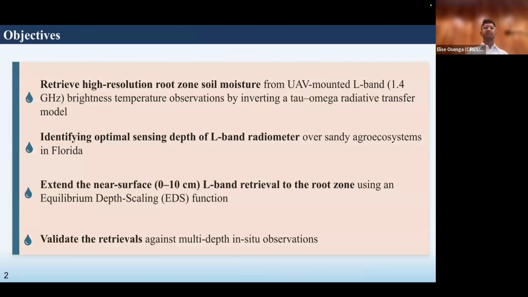The objectives: I have 4 objectives. The first is to retrieve high resolution root zone soil moisture using L band frequency and convert the brightness temperature using the tau omega radiative transfer model. The second is to identify the effective sensing depth of the L band radiometer over sandy agro ecosystems in Florida. And the third is to extend the near surface 0 to 10 centimeter to the root zone using an equilibrium depth scaling function, and then validate these results.